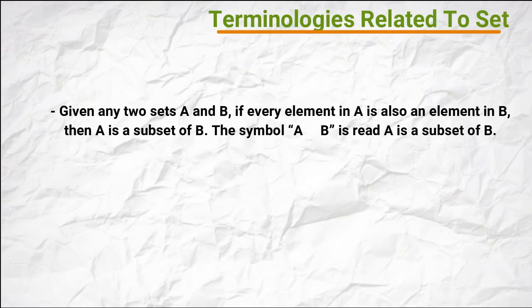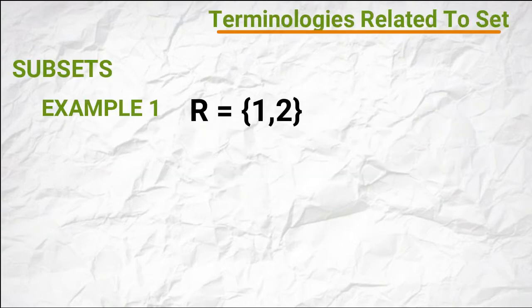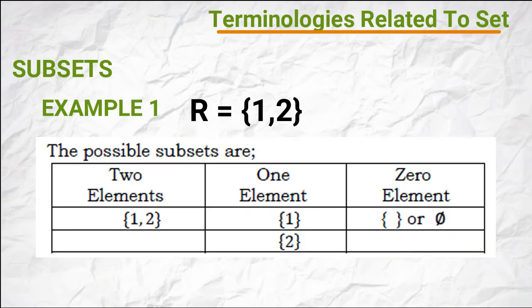Given any two sets, A and B, if every element in A is also an element in B, then A is a subset of B. The symbol A ⊆ B is read as A is a subset of B. In example 1, we have set R whose elements are 1 and 2. The subsets are {1, 2}, {1}, {2}, and the empty set or null set.